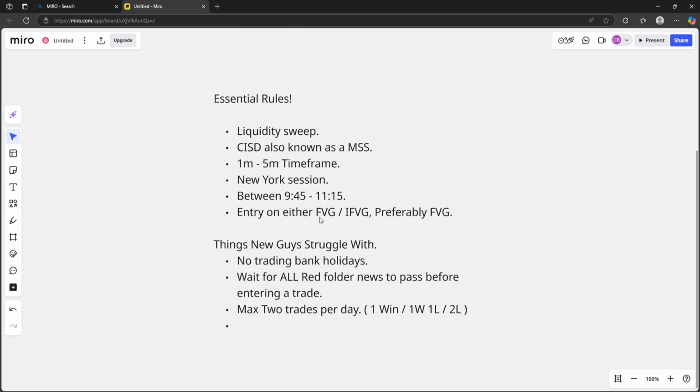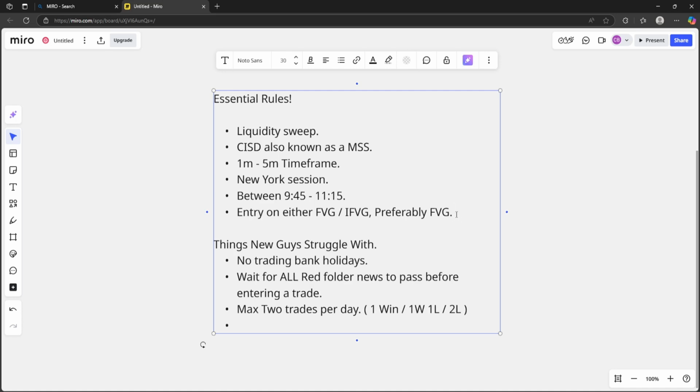So the entry is going to be either on a fair value gap or an inversed fair value gap. Preferably you want it to be a fair value gap. I've seen a lot of inverses over my time fail, but I don't see fair value gaps failing very often, especially when they're paired with a vector candle. I'll actually add that into the thing now.